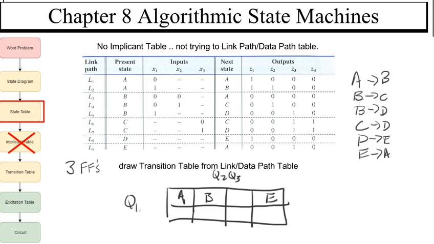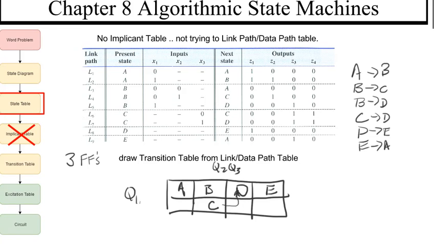All right, now B's got to go to both C and D. So B's got to go to C, and B's got to go to D. D needs to go to E. C needs to go to D. Now how are we going to get C? This is a 2-bit change. How are we going to get C to go to D? I don't know. Let's go see how they did it.